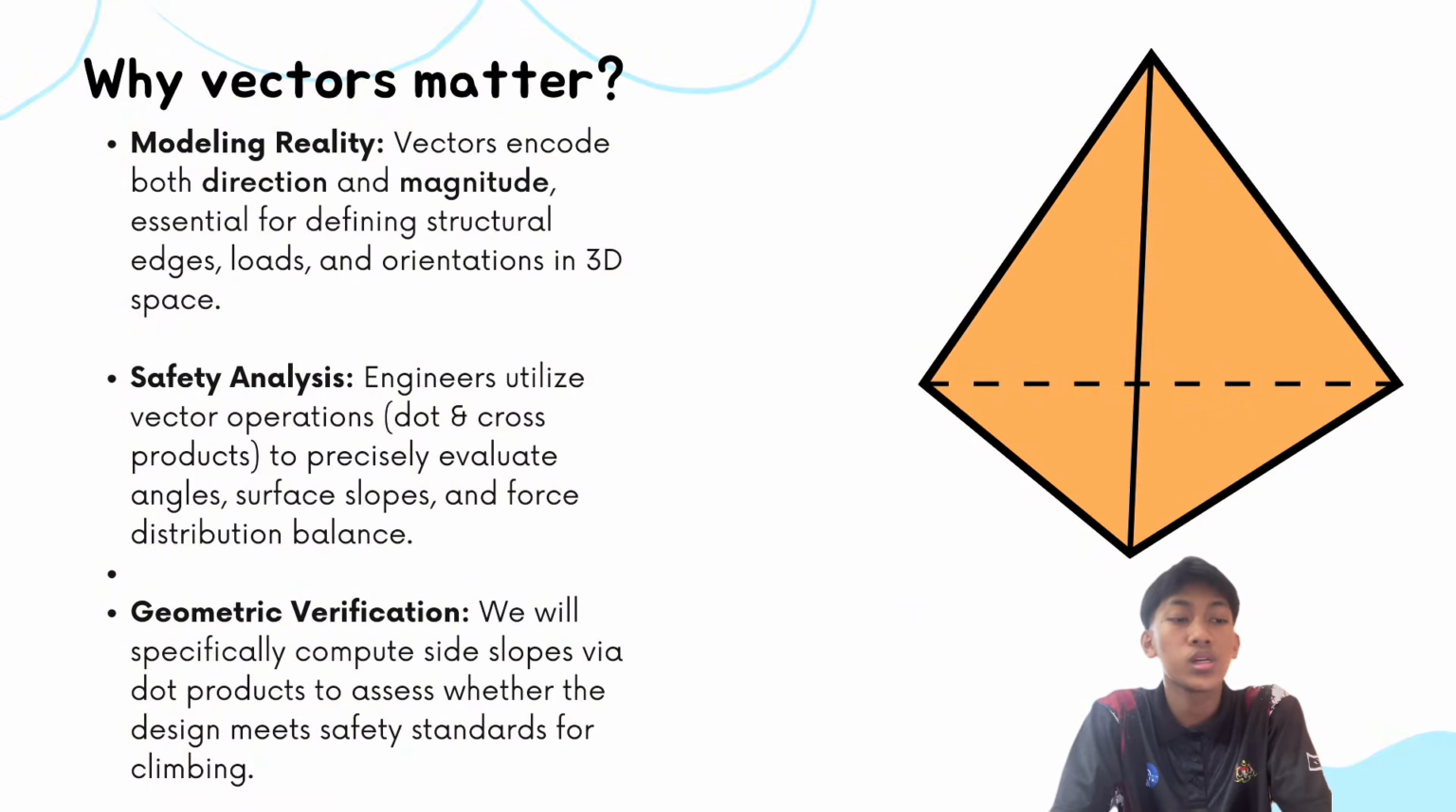And the second one is safety analysis. Engineers utilize vector operations, which are the dot and cross products, to precisely evaluate angles, surface slopes, and force distribution balance. And the last one is geometric verification. We will specifically compute the side slope via dot products to assess whether the design meets safety standards for climbing.